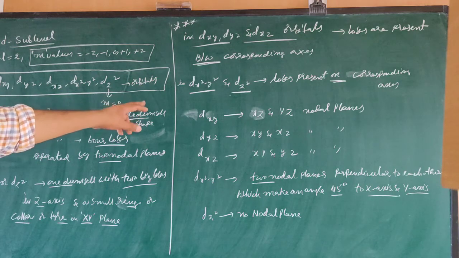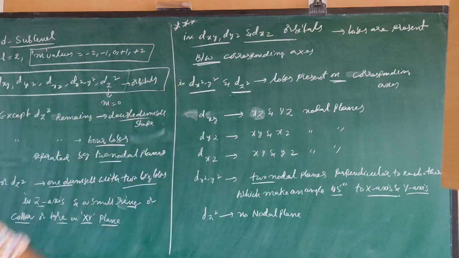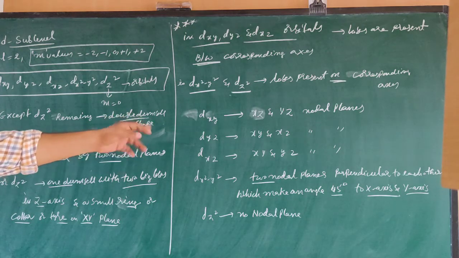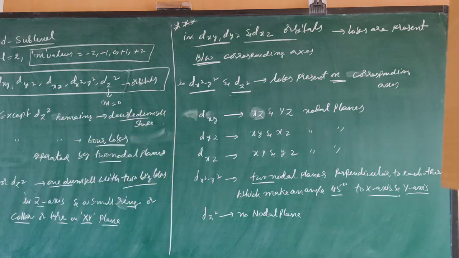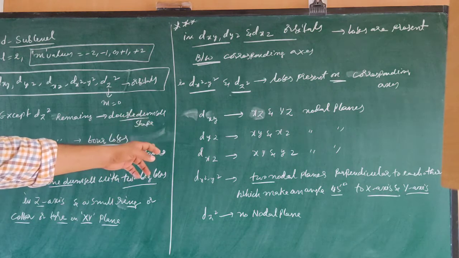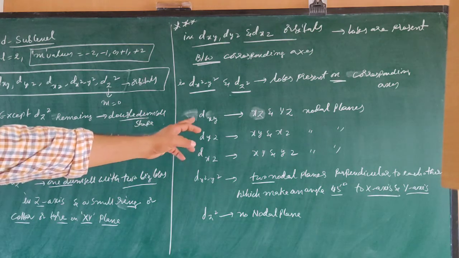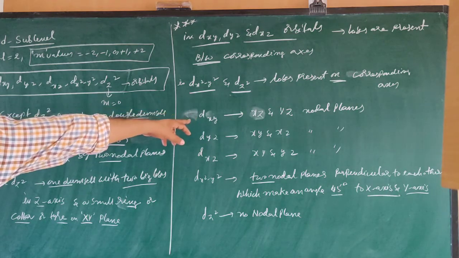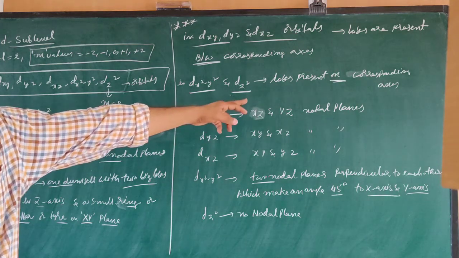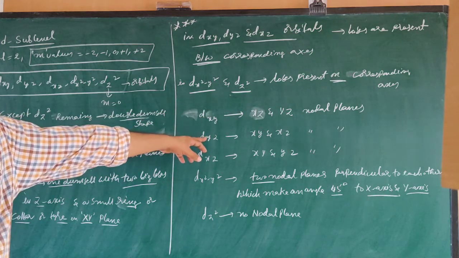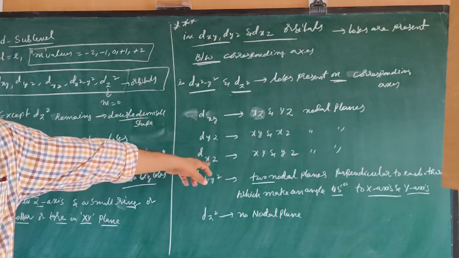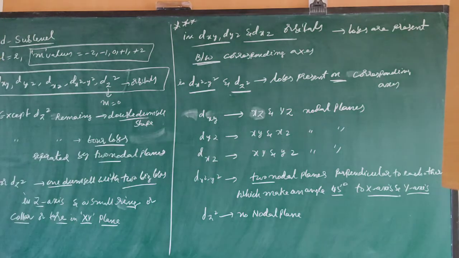So for dxy, the xz and yz nodal planes are there. For dyz, the xy and xz nodal planes are there. For dxz, the xy and yz nodal planes are there. Once again, here dxy, so z is common for the nodal planes. This is dyz, so x is common for the nodal planes. This is dxz, so y is common for the nodal planes.